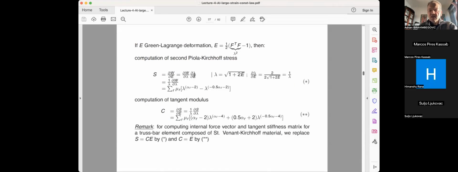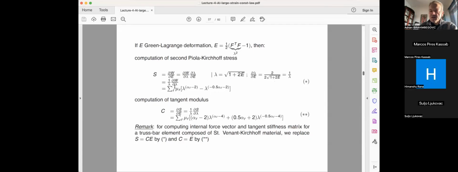How do you compute your stresses? Well, stress is a derivative of W with respect to E. That will be the derivative of W with respect to lambda, because now it's a function of lambda times d lambda/dE. But E is equal to 1/2 (lambda squared minus 1). From this, I conclude lambda is equal to the square root of 1 plus 2E. So d lambda/dE is simply equal to 2 divided by 2 times the square root of (1 plus 2E), and the square root of 1 plus 2E is nothing but lambda. So this is 1 over lambda.